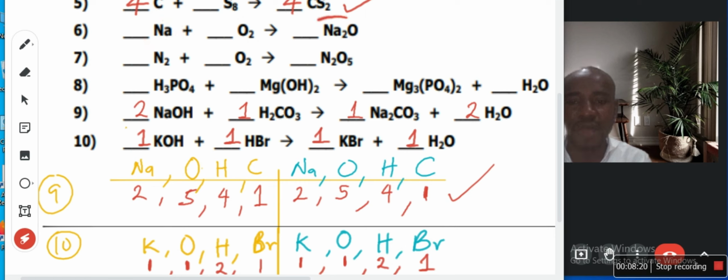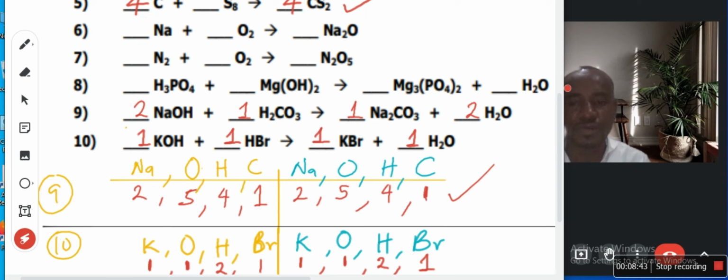On the product side, how many do we have? Product side, we have 1. Have you checked very well the product side? How many atoms of sodium do we have? We have 2. Okay, so since we have 2, is sodium balanced? No. What do you think we should do?